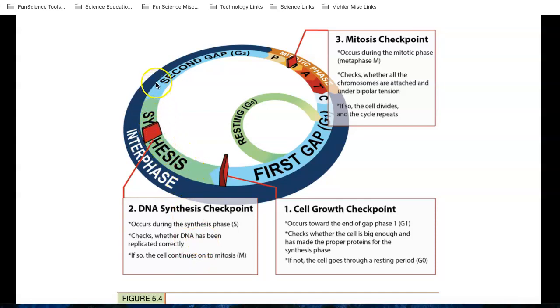And then after DNA has copied itself, we go around here and we get to the beginning of the mitosis checkpoint. That occurs in the mitotic phase in metaphase, and checks whether all the chromosomes are attached and ready to begin splitting. If so, the cell divides and the cycle repeats itself. So 1, 2, 3, these are the checkpoints in the cell cycle.